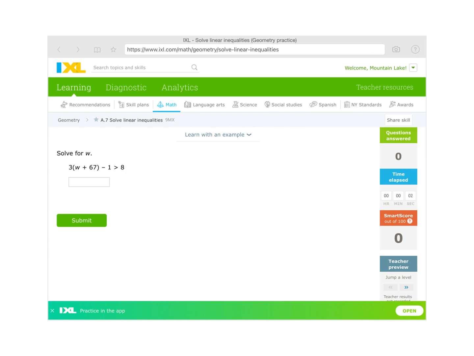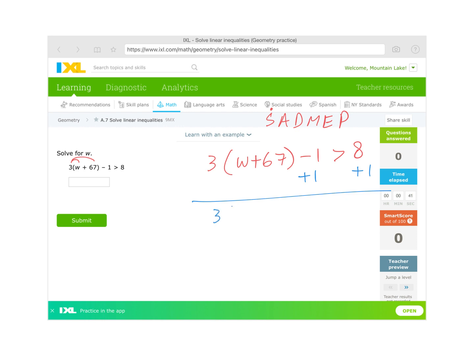So let's try this question. I just refreshed the screen. So you could distribute, as I was saying, even in this question, or you could use your knowledge of SADMAP. So let's use SADMAP to our advantage. And you can even use this idea in equations. So the same idea is involved. So 3 parentheses W plus 67. And again, as I keep urging every student, please show your working. So we see a subtraction. What's the opposite of subtract? Addition. 3 parentheses W plus 67 is greater than 9.